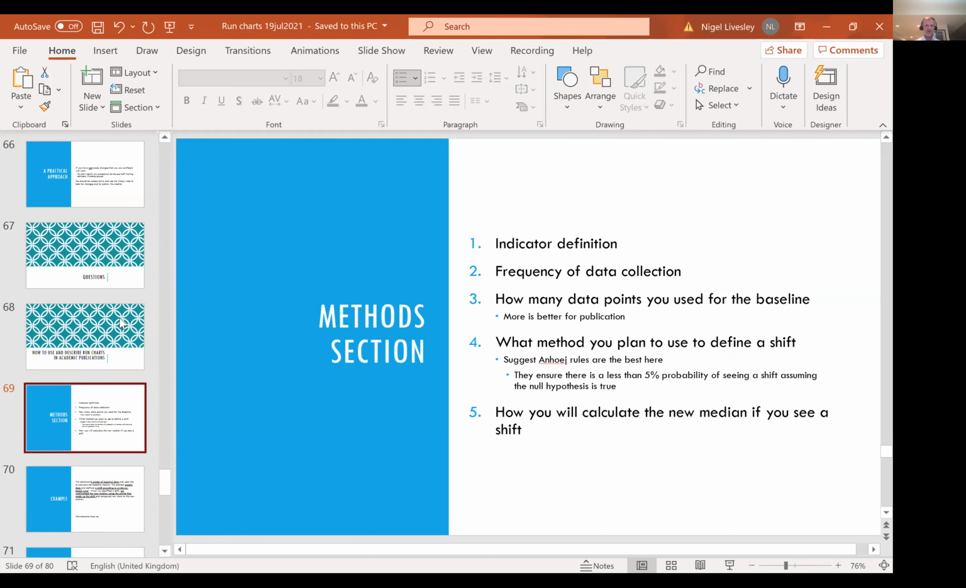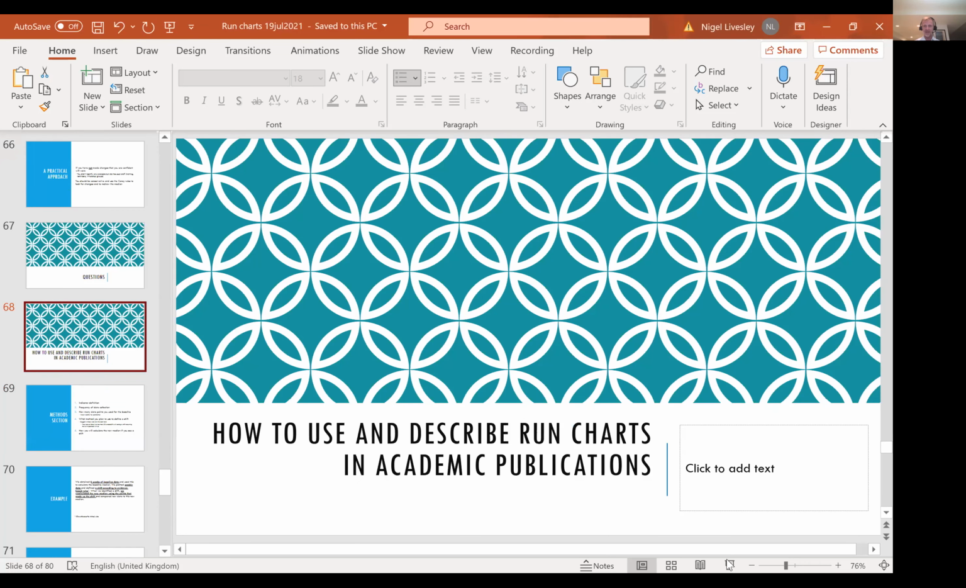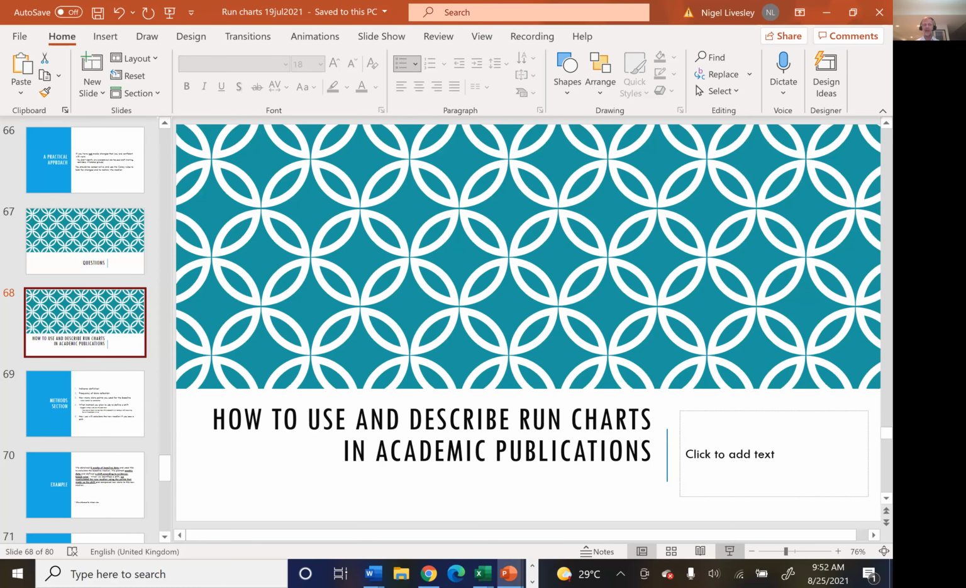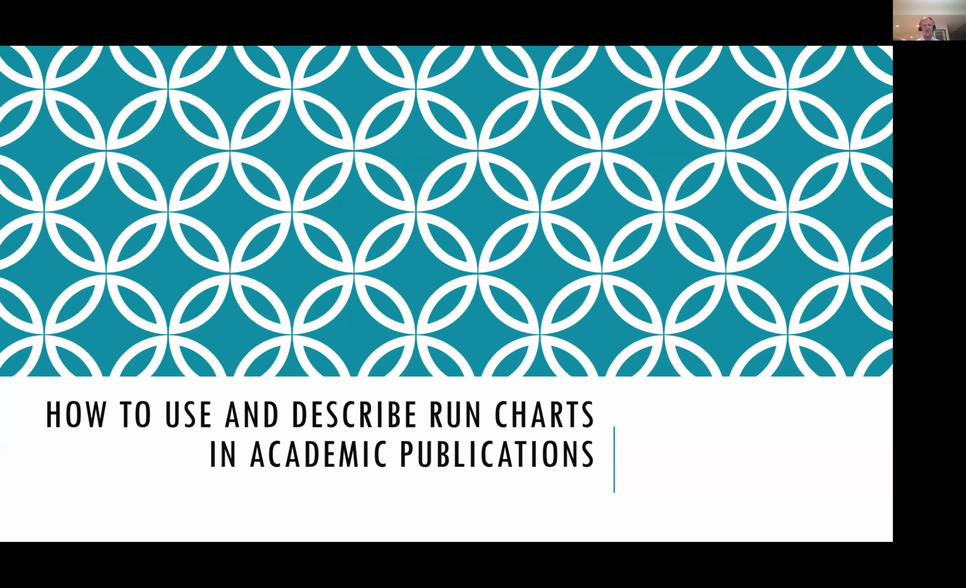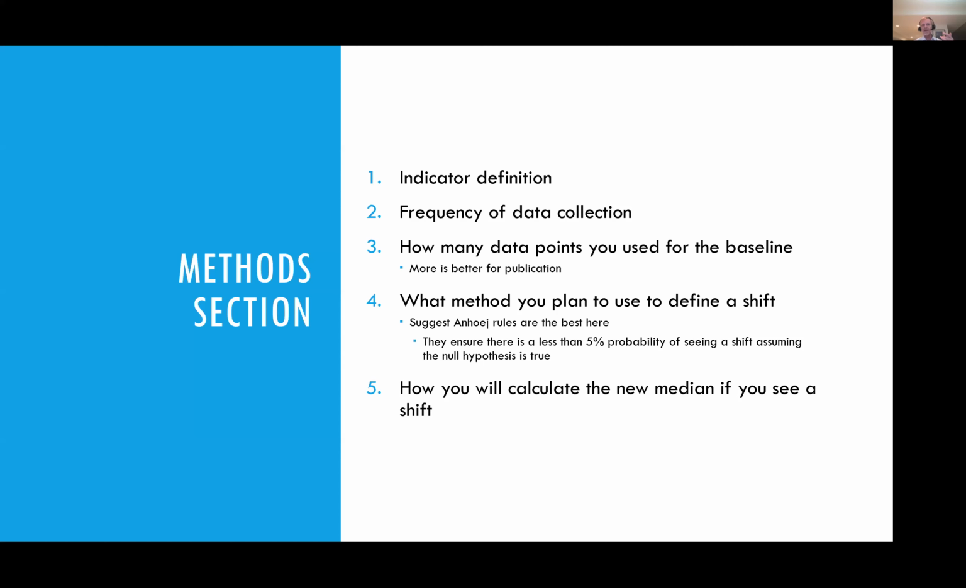The next section I was going to talk about was how to describe run charts in publications. This is weak in a lot of QI publications. It's impossible to know what the people did for measurement. So this would be my suggestion. In your methods section, first of all, just say which indicators you're looking at. Do say how frequently you're collecting data. Do say how many data points you used in your baseline, and more is better.